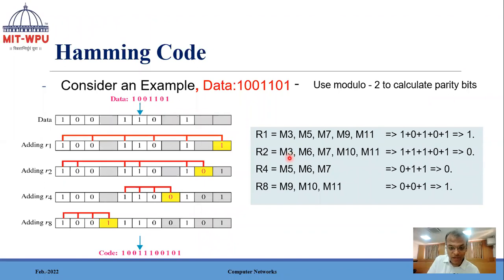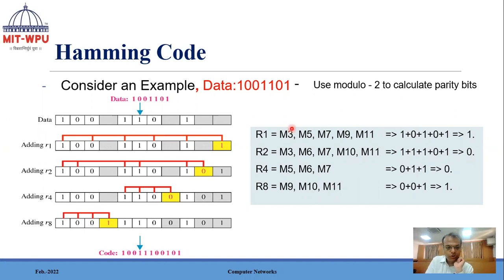Let us put the values of positions 3, 6, 7, 10, and 11. What is the value of position 3? It is 1. Then position 6, it is 1. Position 7 is also 1. Position 10 is 0. Position 11 is 1. What is the total parity of this group? It is even parity, so the value of R2 is 0.